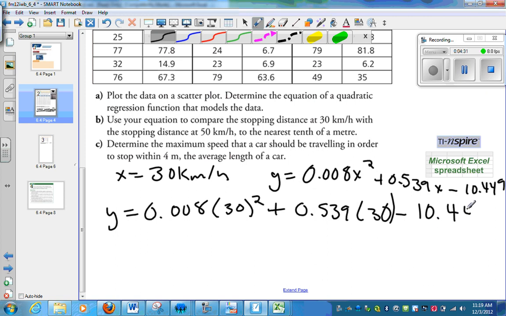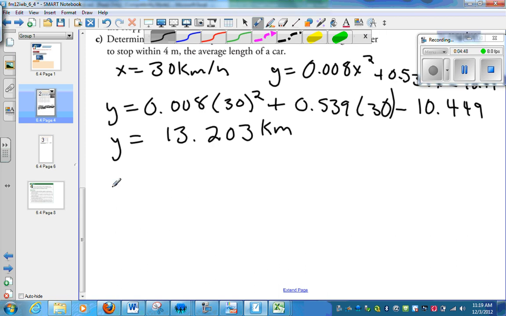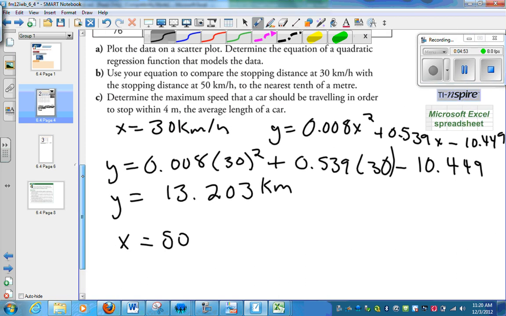Okay, doing some calculator work. If I had a good calculator, I could put this all in using brackets and it would spit out the value. My y would be 13.203. Remember, my x is my speed and my y is my distance, so that would be that many kilometers. Okay, now it also says I'm supposed to compare this at 50 kilometers an hour.